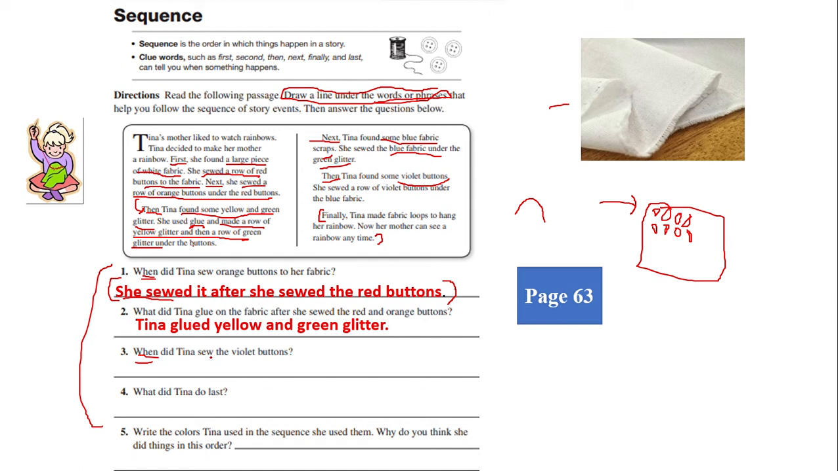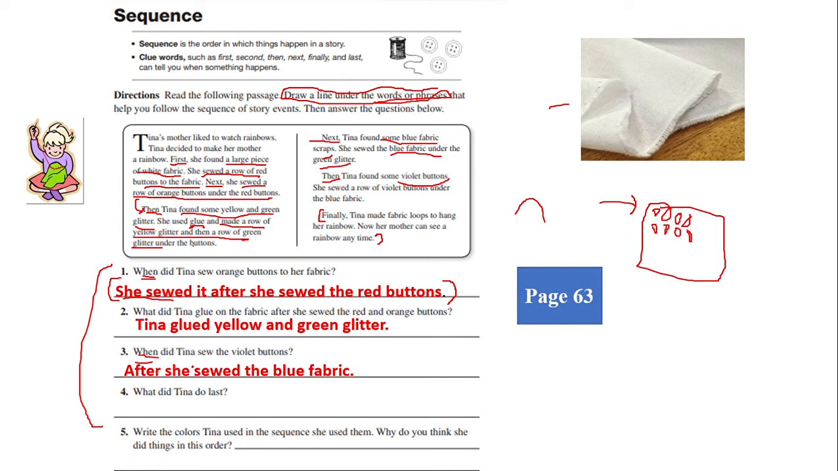When did Tina sew the violet buttons? She sewed it after she sewed the blue fabric. So we look here. Look for violet. Where is the word violet? Here it is, violet. And we underlined it. So, when did she sew the violet buttons? I look for the sentence before it. Okay? So this means she sewed it after the blue fabric.